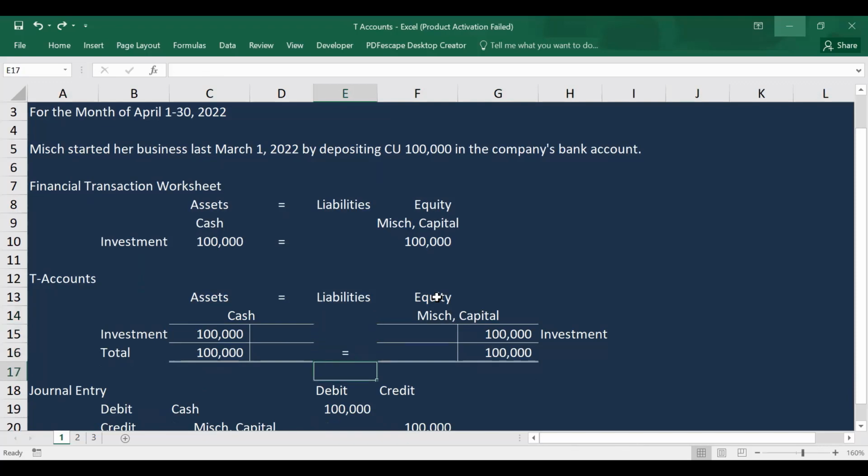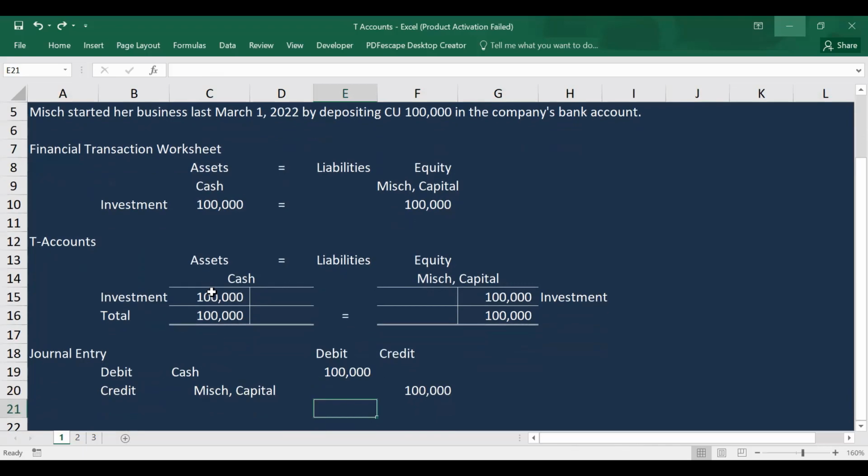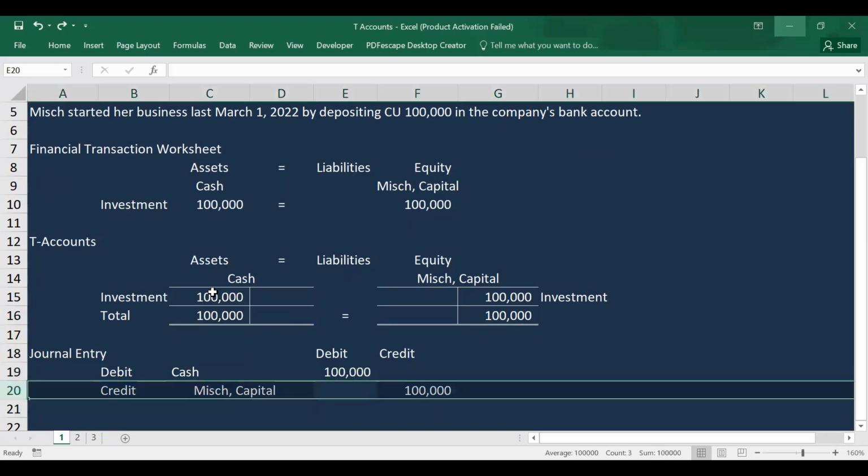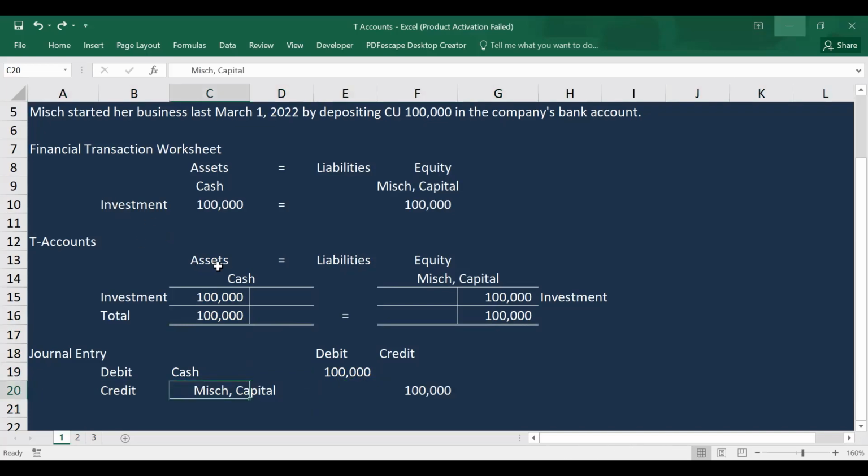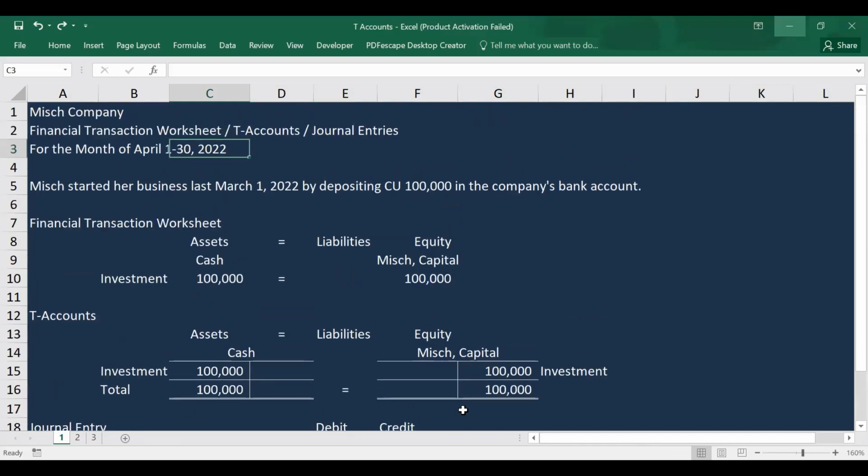So how do we prepare the journal entry? So we just get the debit here, which is cash, debit cash amounting to 100,000 currency units, and then credit the Mish capital amounting to 100,000 currency units. So as you can see, we just obtained here the debit and obtained here the credit. So now, by doing this, we already have the journal entry for this transaction.